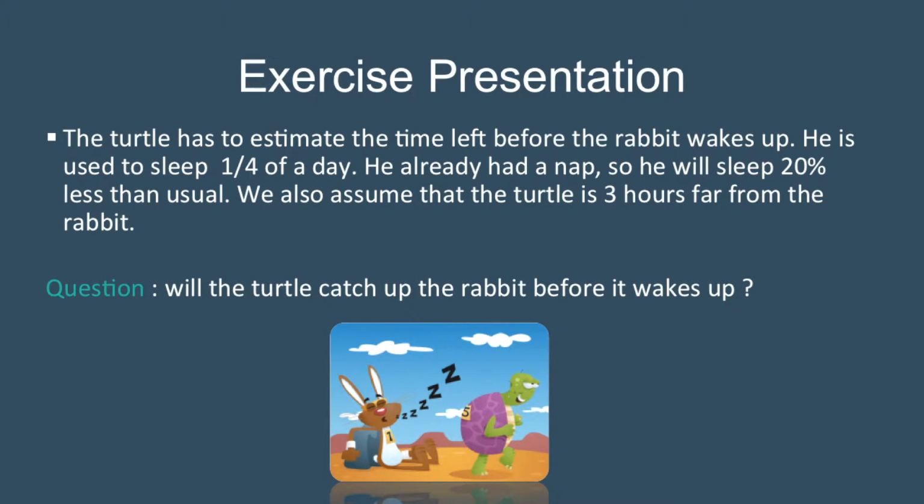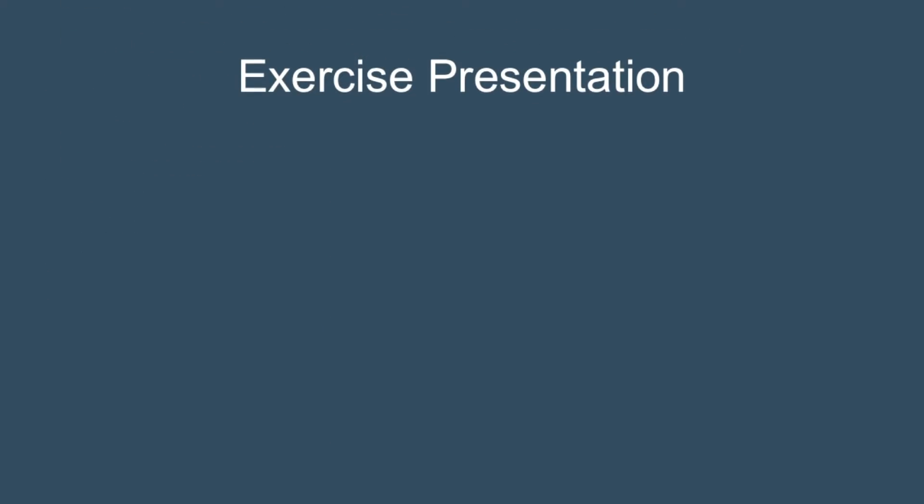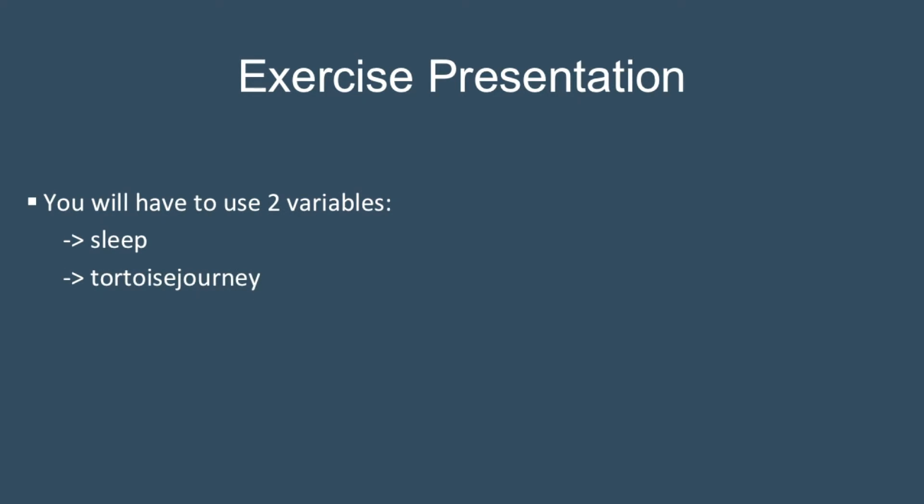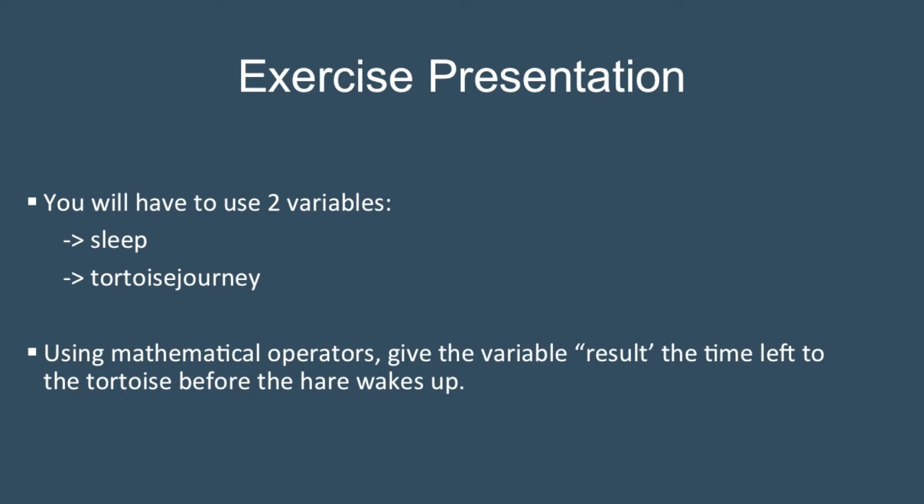We want to find out if the turtle will be able to catch up the rabbit before it wakes up. For this problem, we will have to use two variables. The time the rabbit spends sleeping, we will call it sleep, and the time the turtle spends during its journey, call it tortoise journey. Define the variable result and using mathematical operators, assign to this variable the time left for the turtle before the rabbit wakes up.